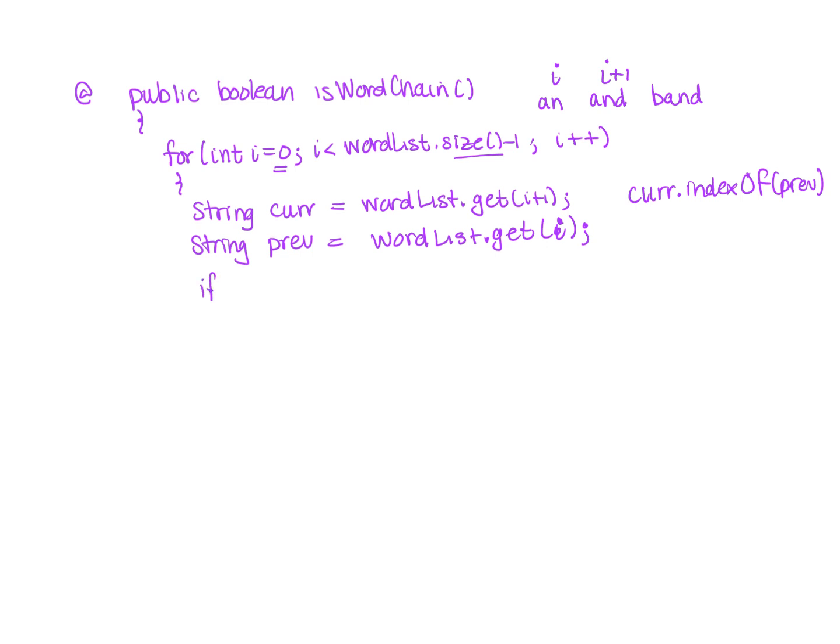So if current.indexOf(previous) is identically equal to -1, we know it's not a word chain and we're going to return false. If we make it through the entire loop without returning false, then it is a word chain and we're going to return true.